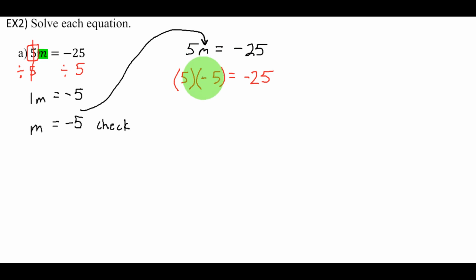Well, I'm multiplying numbers that have unlike signs. The signs are different from one another. When you multiply numbers that have different signs, the product, or the answer in the long run, will be negative. So 5 times 5 is 25. Since I have unlike signs here, a positive number times a negative number, my answer is going to be negative. So negative 25 is equal to negative 25. This checks out. Therefore, we can box this answer up. m is equal to negative 5.